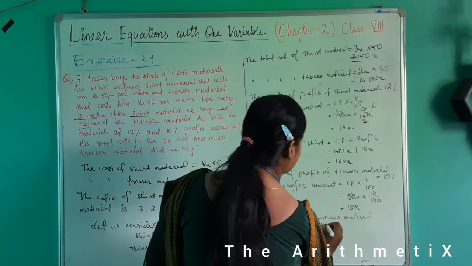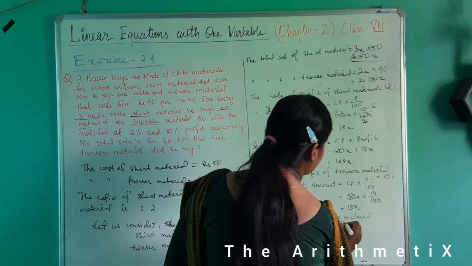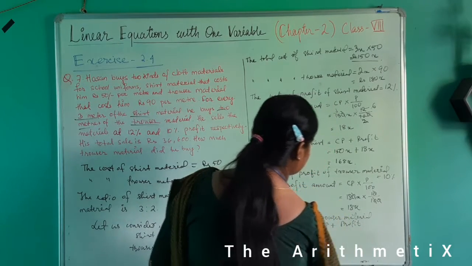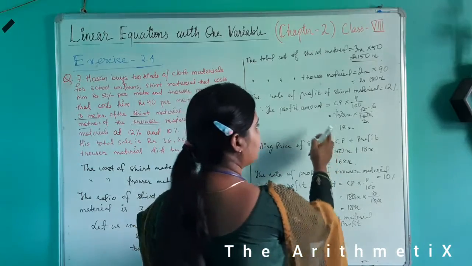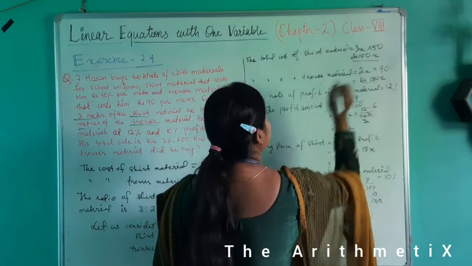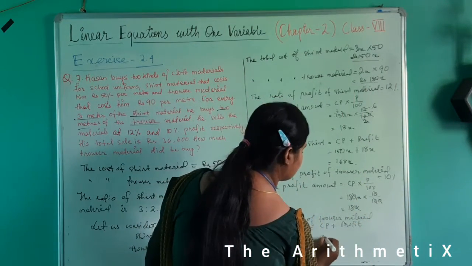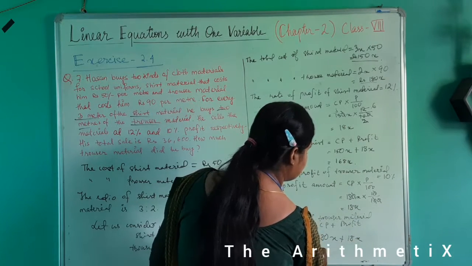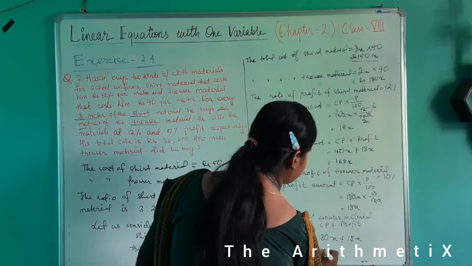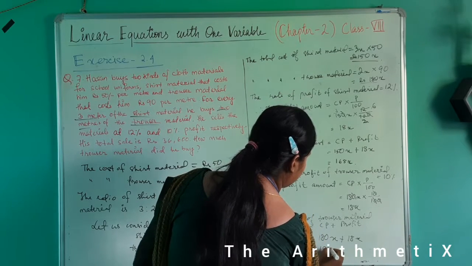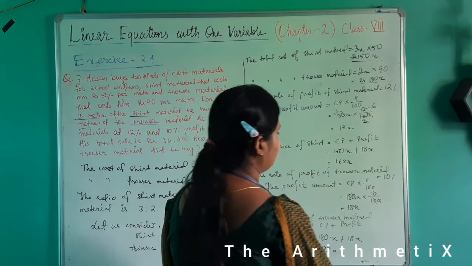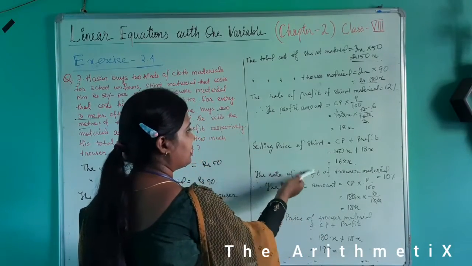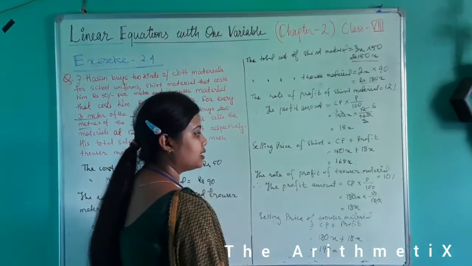Now we need to find the selling price of trouser material. This is again CP plus profit. So the cost price of trouser is rupees 180x plus profit 18x. So it adds up to 198x. So we have got the individual selling price of shirt and trouser.